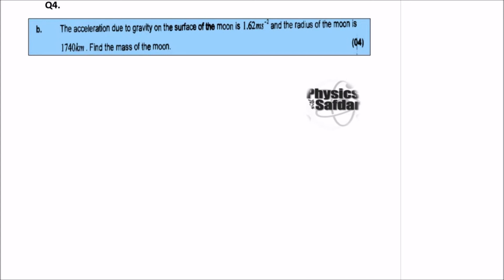First write the information given and required. We have acceleration due to gravity on the surface of the moon, 1.62. You can write gravity at moon is 1.62 meter per second squared. Radius of the moon is given. Radius of moon, 1740 kilometer. Find the mass of the moon. Mass of moon.